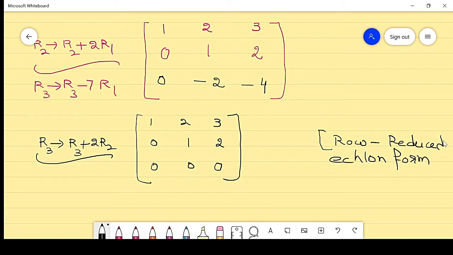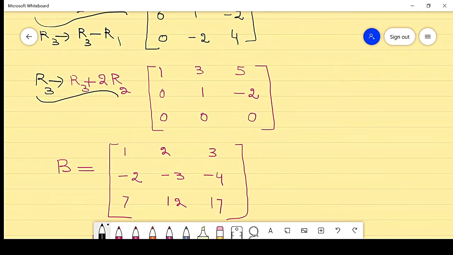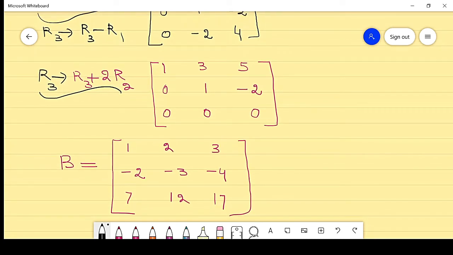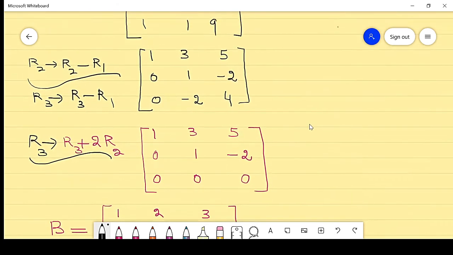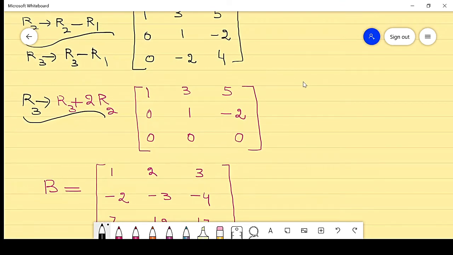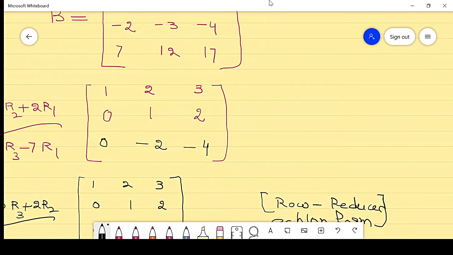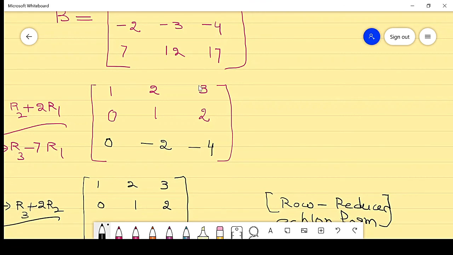So this is a row reduced echelon form. What is this? First row 1, 2, 3, second is 0, 1, 2, third is 0, 0, 0. Now here check. In the case of this matrix, this is 1, 3, 5, and 0, 1, minus 2, here 1, 2, 3 and 0, 1, 2.